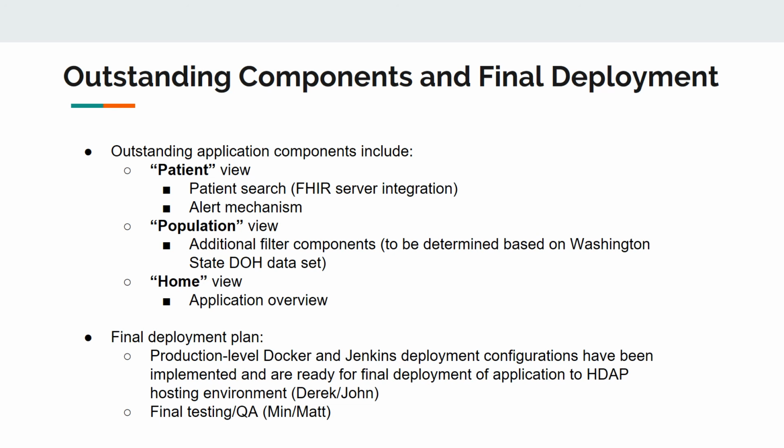Our final deployment plan is fairly concise. We have created production-level Docker and Jenkins deployment configuration files for a final deployment, which will be completed by Derek and John. Min and Matt will test the configuration before and after the completed application is deployed.